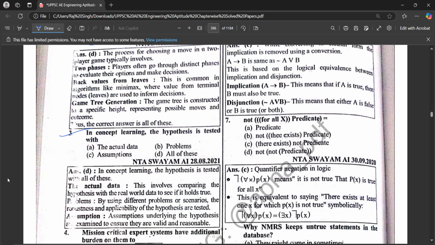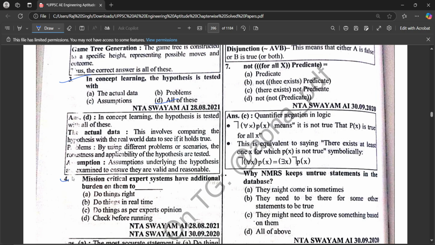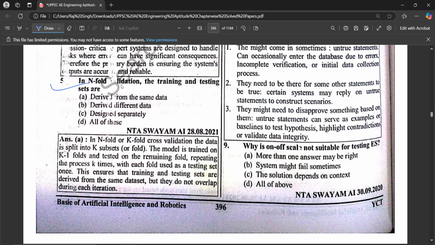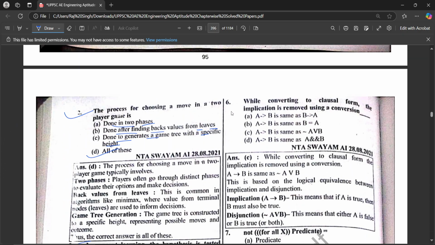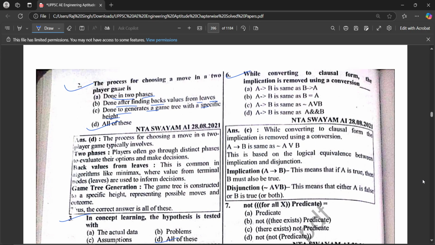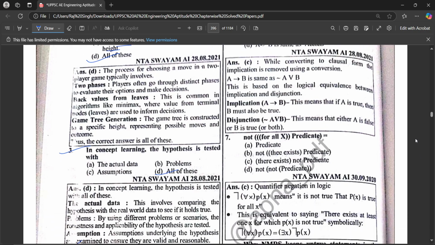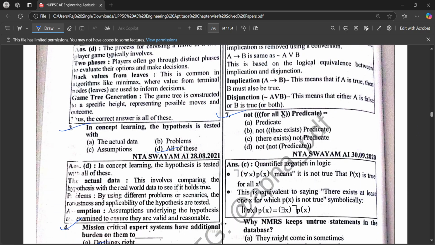In concept learning, the hypothesis is tested with all of these. Mission critical expert systems have an additional burden on them to do things right. In n-fold validation, the training and testing sets are derived from the same data. While converting to clausal form, the implication is removed using the conversion A implies B, same as not A or B. Not for all X predicate, which is there exists not predicate.